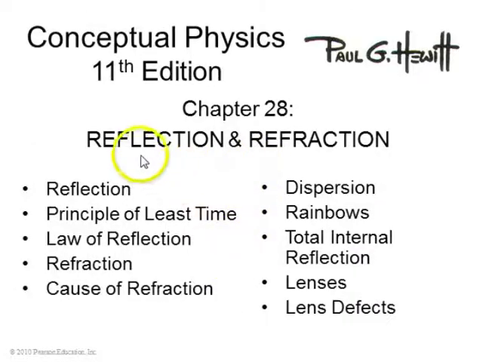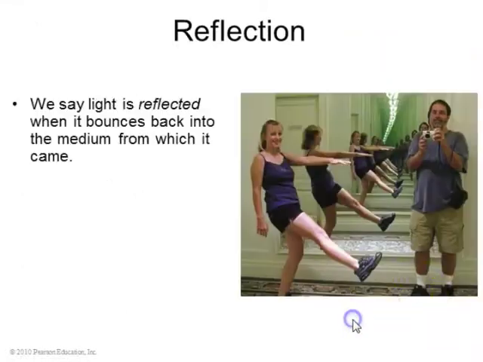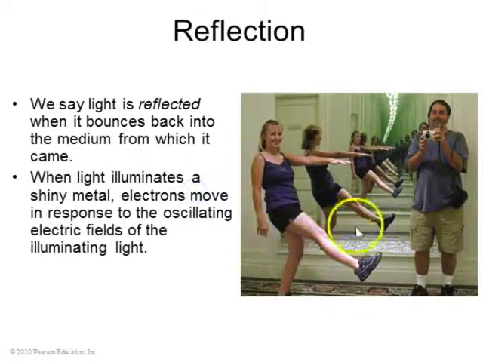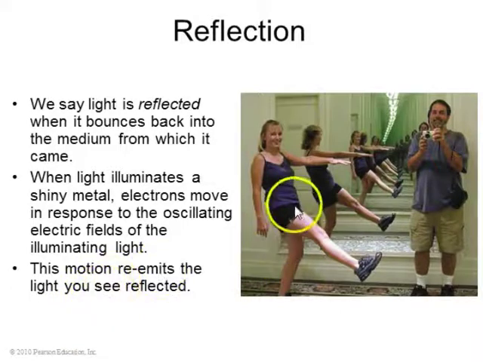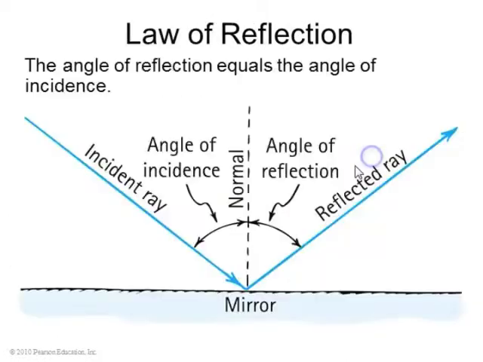Okay, chapter 28 is on reflection and refraction of light. So when light bounces off a surface, we call that reflection. And what a mirror is, it's a shiny metal surface, and it contains electrons. And when light, which is an electromagnetic wave, hits the metal, it accelerates the electrons, which then re-emit light. And if you have two parallel mirrors, you can get many reflections from the mirror, which cause all these multiple images.